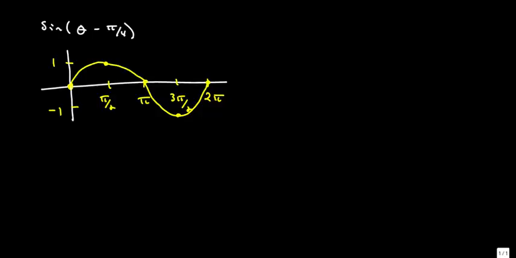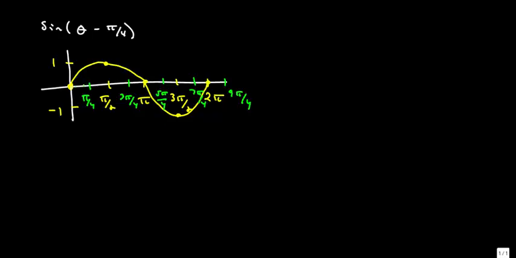Now the pi over 4 is going to be a shift. It's a phase shift, to the right, because it's negative on the inside, so we're doing this opposite. So it's going to be to the right by pi over 4. We need to move every point pi over 4 to the right. So if this is pi over 4, this is 3 pi over 4, 5 pi over 4, 7 pi over 4, and 9 pi over 4.